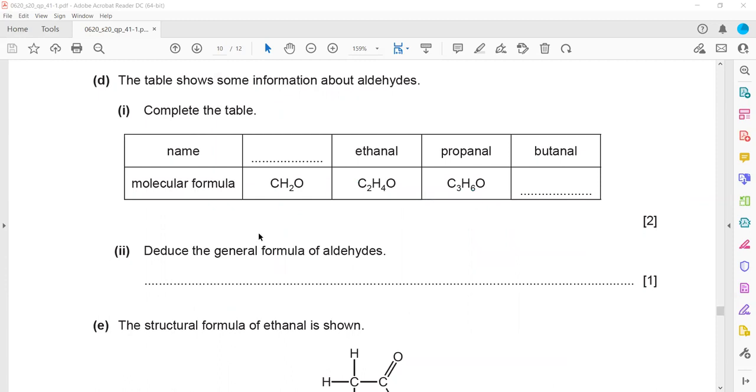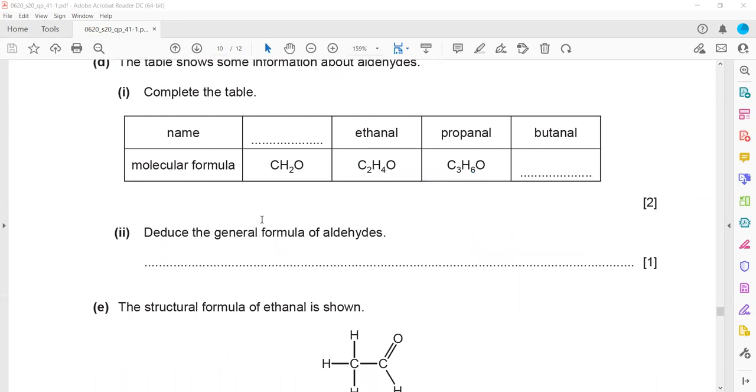The table shows some information about aldehydes. Deduce the general formula of aldehyde. Different aldehydes are given, and we have to deduce the general formula. Look, if carbon is 1, hydrogen is 2, and oxygen is 1. If carbon is 2, hydrogen is 4, oxygen is 1. If carbon is 3, hydrogen is 6, oxygen is 1.